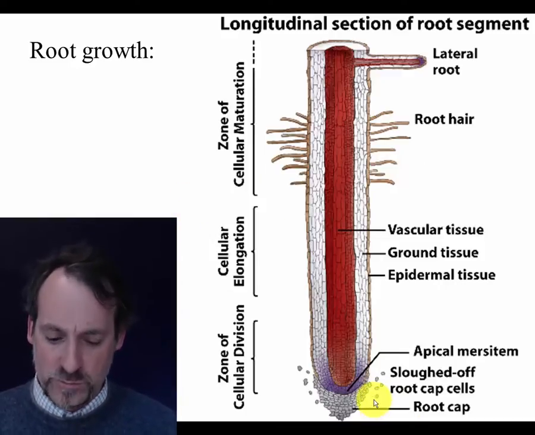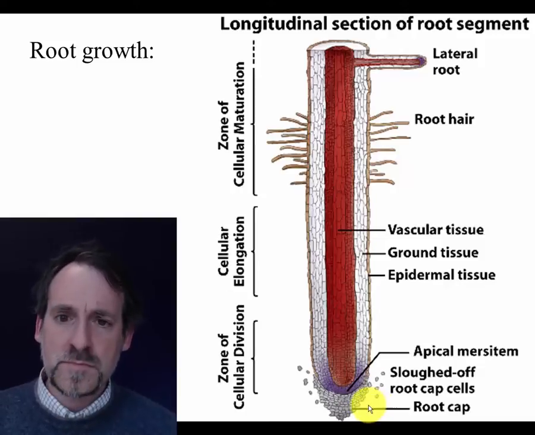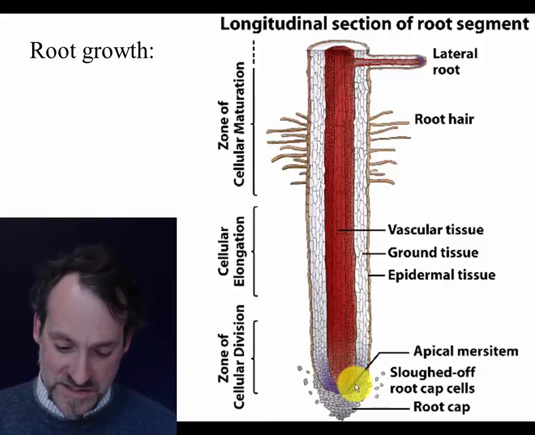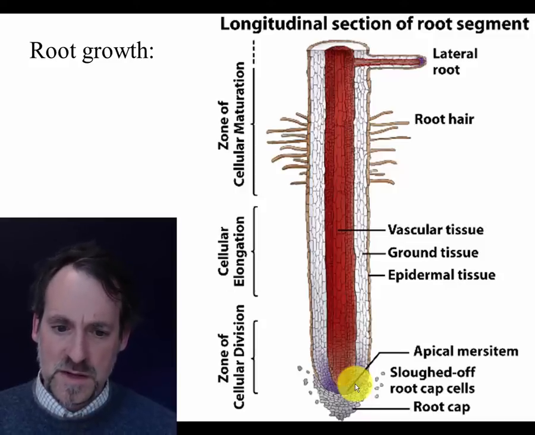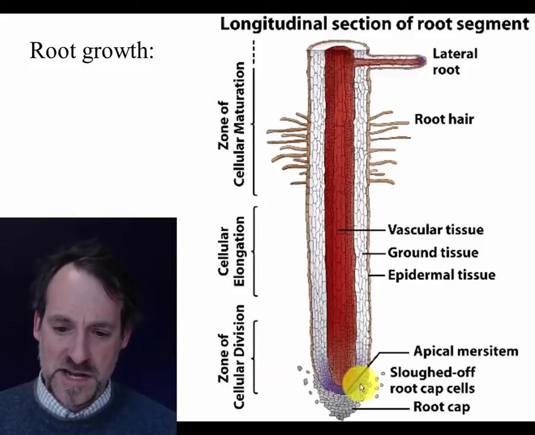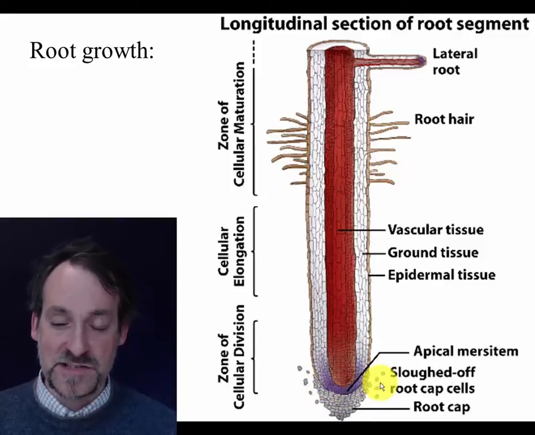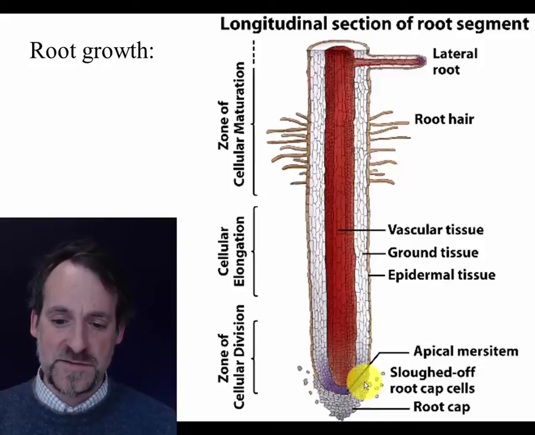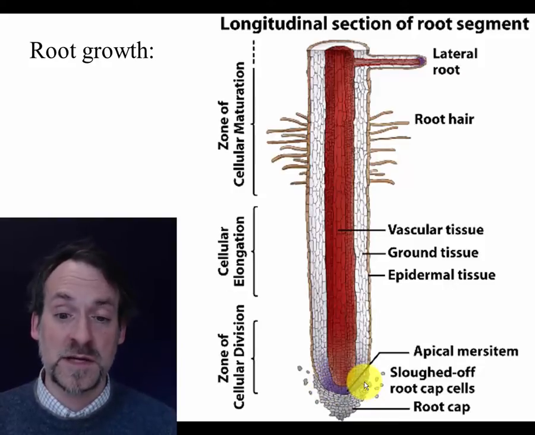At the tip of any root, you'll see that there's this area in purple where cell division is actually taking place. Cells are dividing near the root tip, which is protected from the soil by what's called this root cap. These are all dead cells up here. Their only purpose is to protect the living, growing apical meristem behind them.